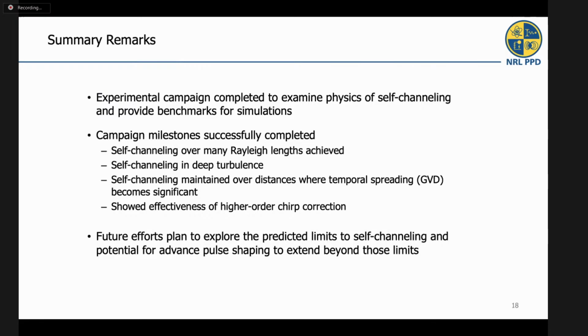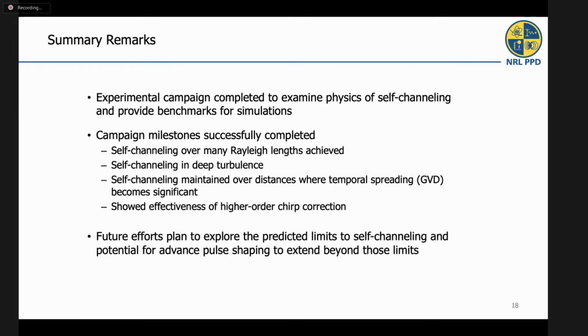Okay, so that's basically where we are to date. We've had various experimental campaigns examining the physics of self-channeling, and they provided very excellent benchmarks for our simulations. We started out by showing that we were able to self-channel over many Rayleigh lengths.